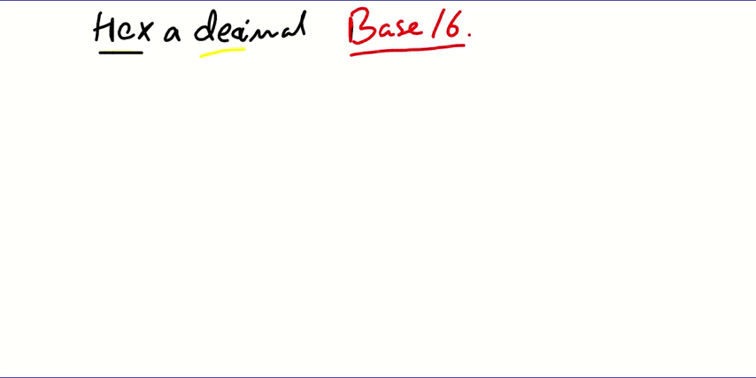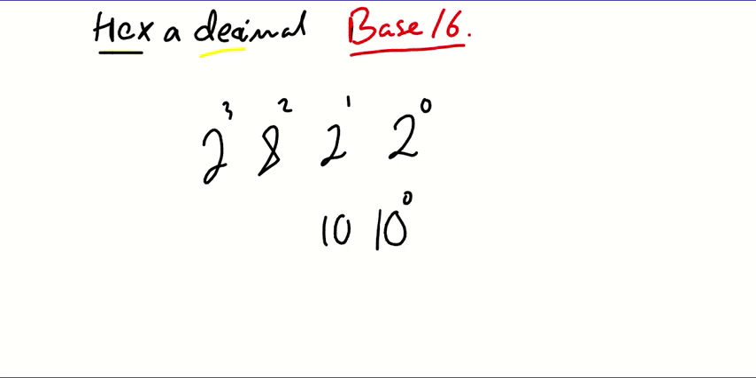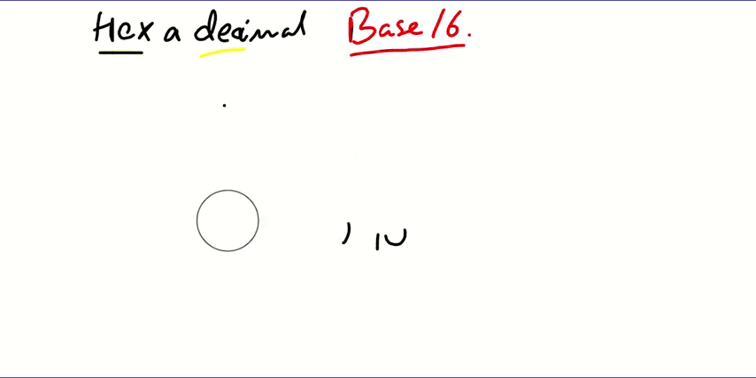If we follow the same rules, just like we did with base 2: 2 to the power 0, 2 to the power 1, 2 to the power 2, 2 to the power 3, etc. 10 to the power 0 for base 10, or for denary, 10 to 2, 10 to 3. We're going to do the same idea with base 16, but this time using 16 to the power 0 and continuing on through that.